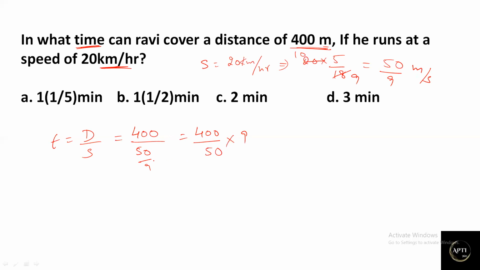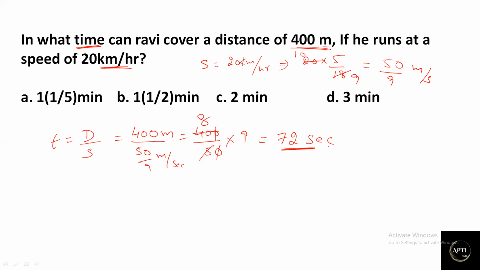I'm taking the denominator to the numerator just to make our calculations easy. 5 1 times 5, 8 times. So 8 9 times is 72 seconds, correct? Because 400 is in meters and 50 by 9 is in meters per second, the final answer you will get is time in seconds only. But if you observe, the options are given in minutes.